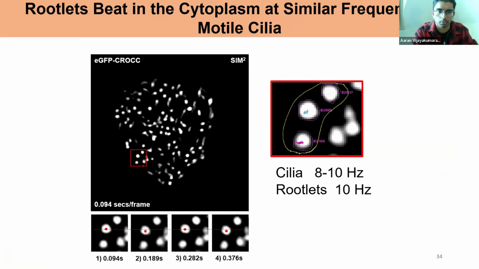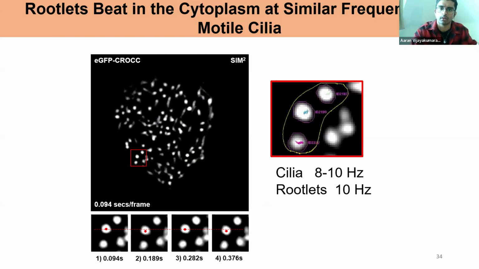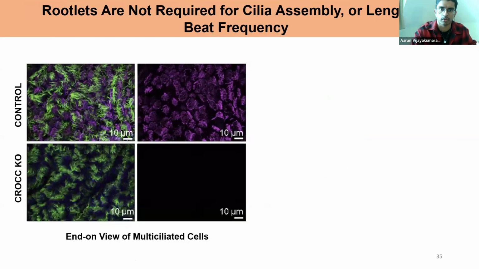And so employing super resolution live cell imaging to attain both high temporal and spatial resolution in a temperature and CO2 controlled manner, we found that the rootlets seem to undergo this consistent oscillatory movement with frequencies similar to those in ciliary beating, suggesting that they have a counterbalancing role to motile cilia forces transduced.